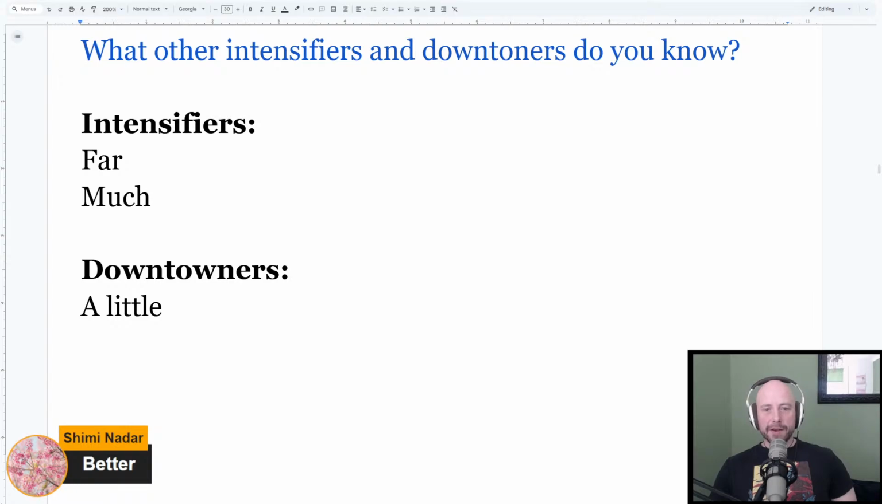"Better" is not one. "Better" is a comparative adjective. It's an irregular form. So the adjective is "good" and the comparative adjective is "better". But that's not an intensifier. Yes, Sleepwalker. "Much" is one.